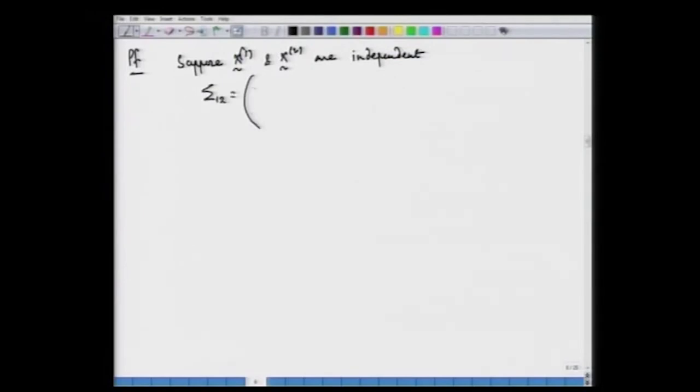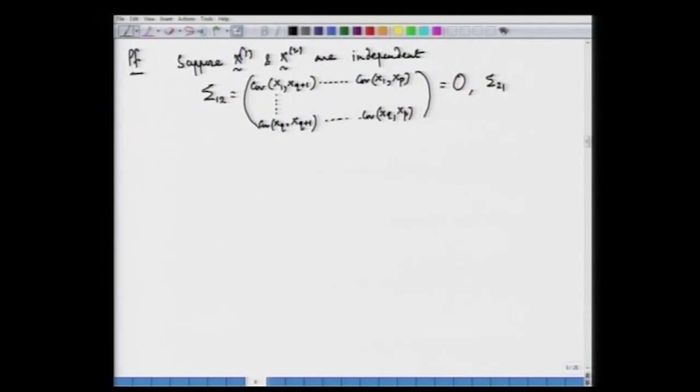Recall that this is nothing but the first element will be covariance of x 1 with x q plus 1, and the last element in the first row is going to be covariance between x 1 and x p. So, similarly, we continue till the qth component. So, this is covariance between x q and x q plus 1, and then we have covariance between x q and x p. Now, since we have x 1 comprising of x 1 to x q and x 2 comprising of x q plus 1 to x p, and it is given that they are independent, we necessarily have all these elements equal to 0, giving us a null matrix here. And of course, sigma 2 1, which is simply the transpose of sigma 1 2, is also a null matrix then. So, the first part is proved.